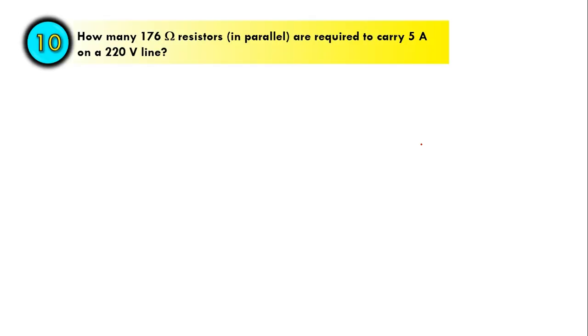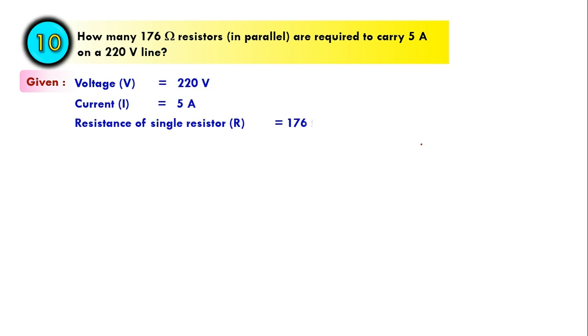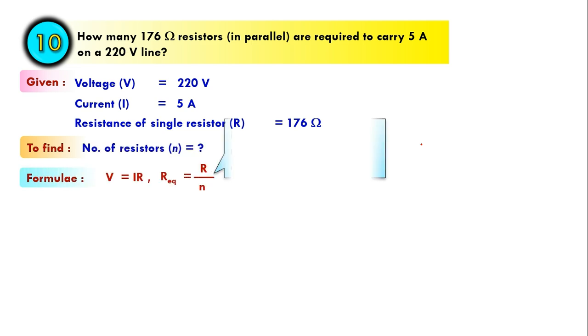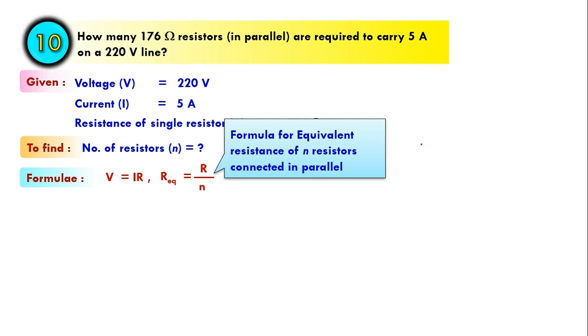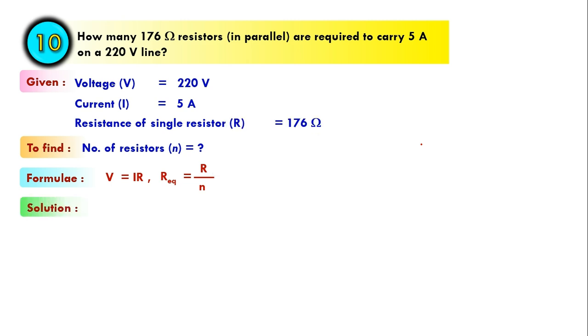How many 176 ohm resistors are connected to carry 5 amperes on a 220 volt line? So here each resistor value is 176 ohms. So how many such resistors are required to carry 5 ampere current on a 220 volt line? First of all, we know that voltage is 220 volts, current is 5 amps, resistor is R, that is 176 ohms. First, we have to calculate the number of resistors. V is equal to IR formula, then R equivalent is equal to R by N. So the number of resistors N is equal to R by R equivalent.